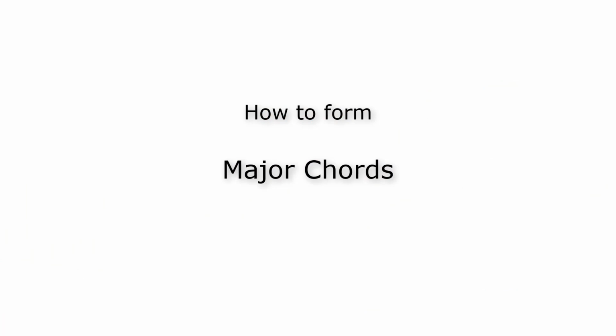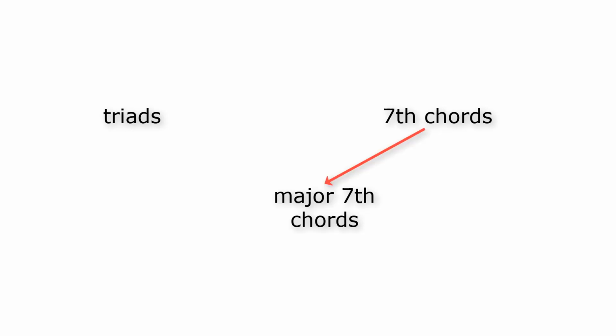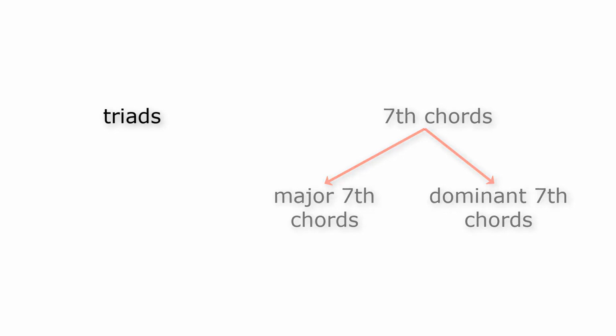In this 10th lesson of the music theory series, I will exactly tell you how to form major chords. I will start to tell you how to form major triads, and after that I will tell you how to form seventh chords. Those seventh chords I can divide in two different types: major seventh chords and dominant seventh chords. So let's start with major triads.